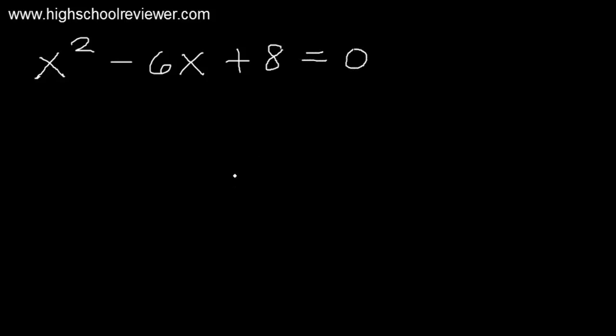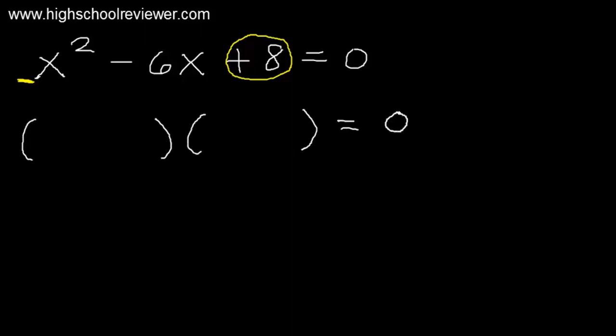So to solve this quadratic equation by factoring, first let us find out if there is a numerical coefficient or number before x. Since there is no number before x, we will base our factoring on the last term, which is positive 8. So we are going to have here two sets, and then equate this to 0.